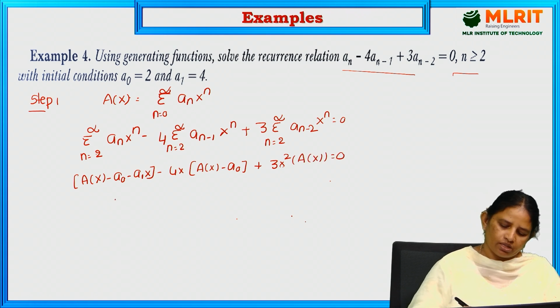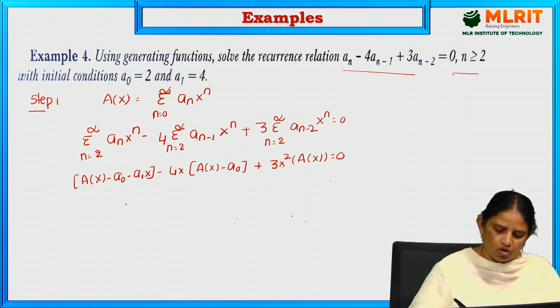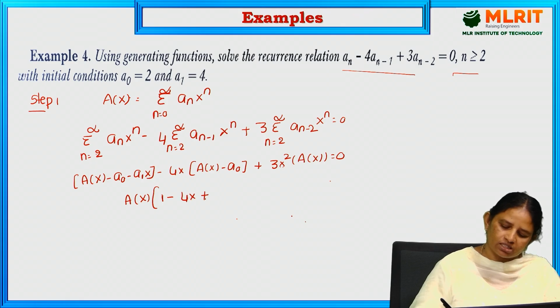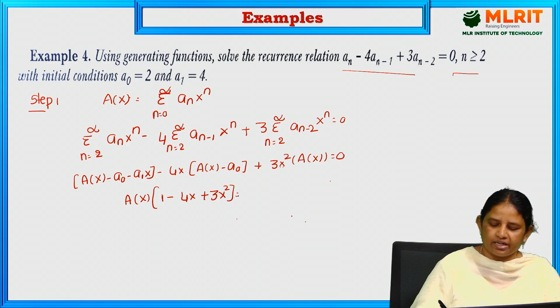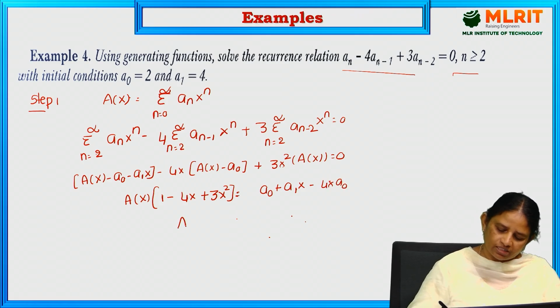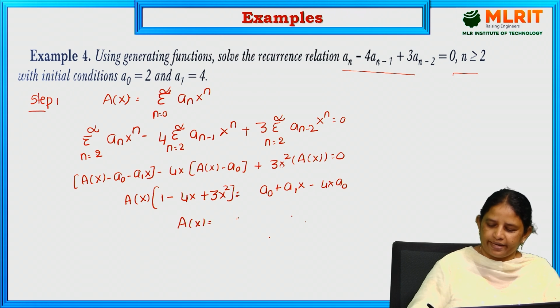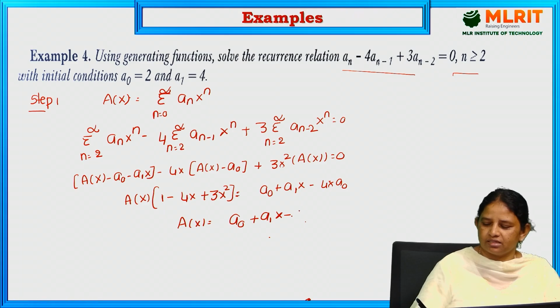Equal to 0. Then we need to separate the terms, taking A of x as common: 1 minus 4x plus 3x square. Take the remaining terms to the right side of the equation: a naught plus a1x minus 4x a naught. Then A of x is equal to a naught plus a1x minus 4x a naught, and the denominator is 1 minus 4x plus 3x square.